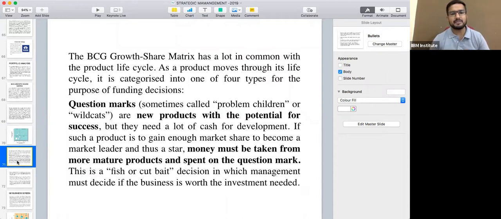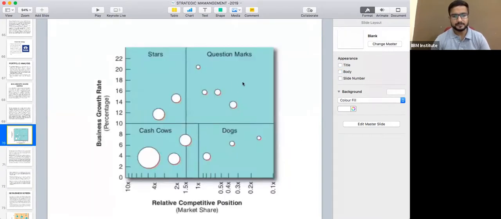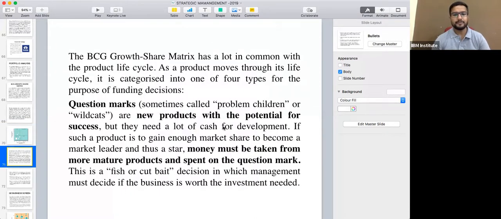The question mark strategy is also called the problem children, or wildcat. In this case, the most important part is that the company has a new product with the potential for success. The product is new, the growth is fantastic, the business is going really well, and the product is in very good demand. But compared to the position of that product in the market, it is not that attractive in comparison with the competitor. And they need a lot of cash for development.